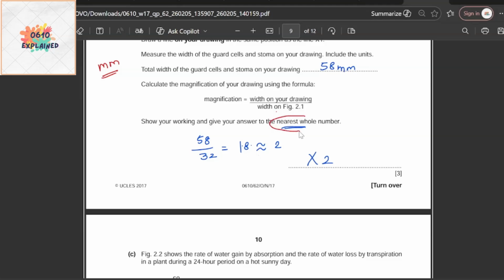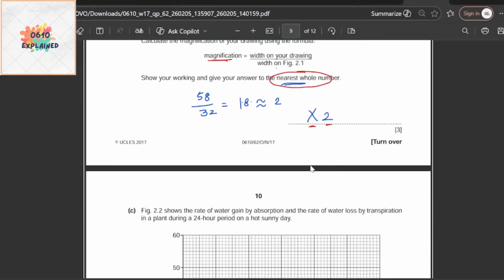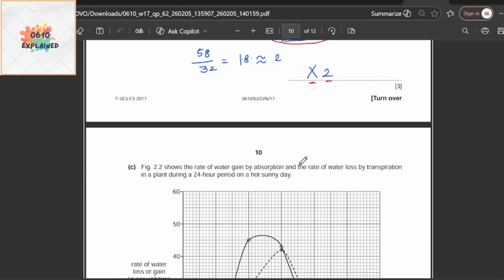But they have specifically told you to write the answer to the nearest whole number. Don't forget to read this out. Okay. Now, when we are writing magnification, it means that it has been multiplied or magnified this many times. So you always have to write an x in your final answer. X means it is multiplied or magnified that many times. Okay, so that's how the answer is got.